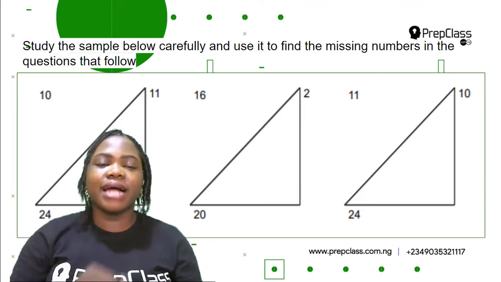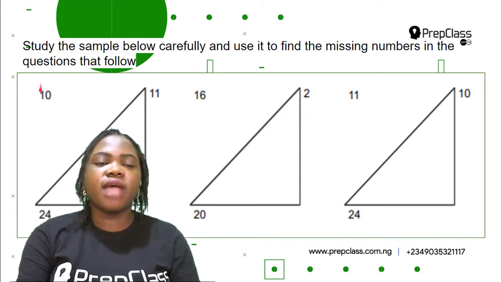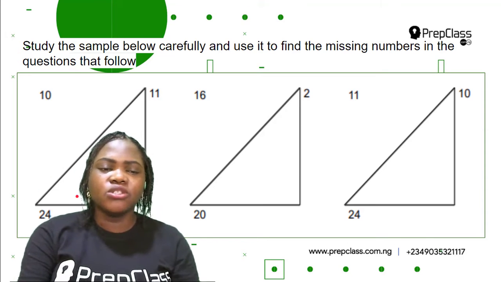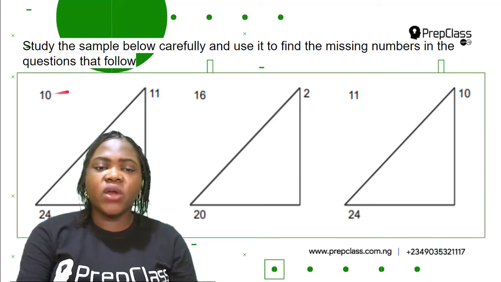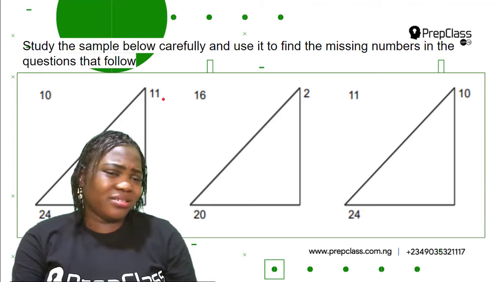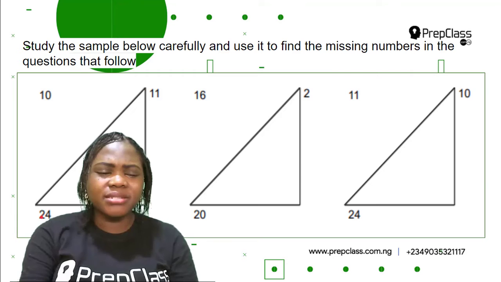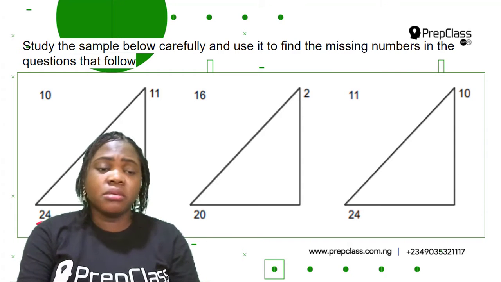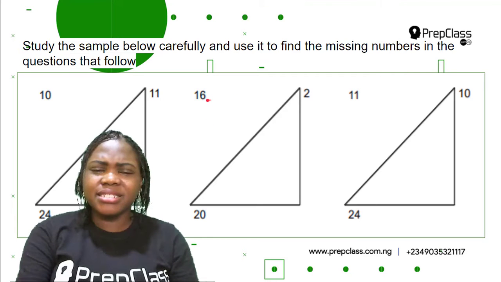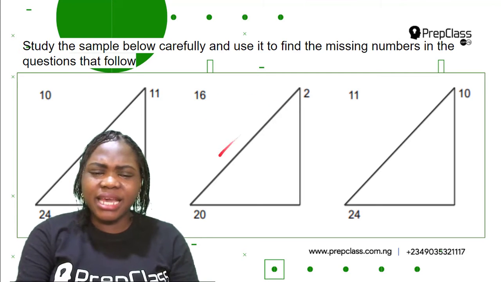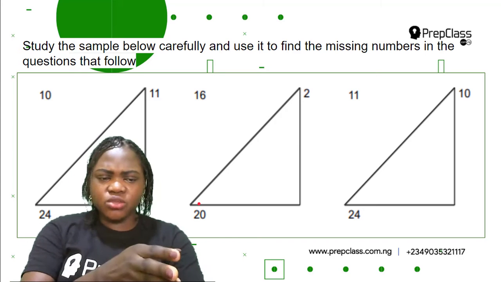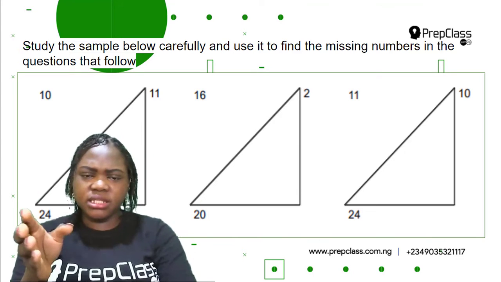Okay, so let's look at the samples. The first one, the top numbers are 10 and 11, and then the bottom number is 24. So could it be addition? 10 plus 11 would give us 21. But 21 plus something could give us 24. Maybe 21 plus 3 is 24. Does it work with this? 16 plus 2 is 18. 18 plus 2 will give us 20. Wow. So this one is 3. The other one is 2.